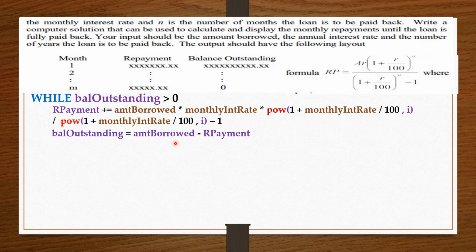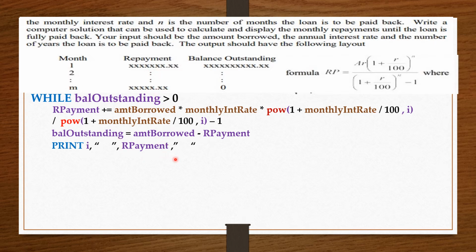Then I'm going to write print I, leave a space, and then the repayment, and then leave another space. We know that we started I from 1. So I, under the month column, we should print 1. Then you should leave a space and then print the amount that the user has paid now, the repayment, then leave another space.